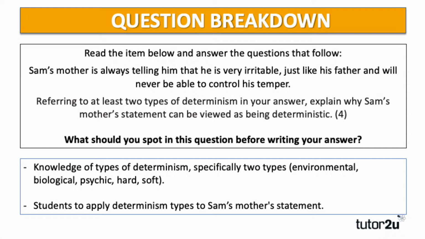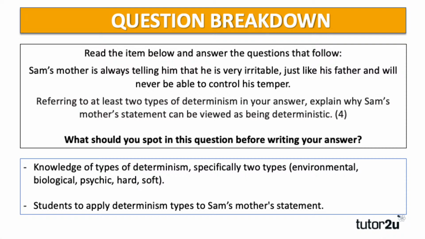It's not asking you to identify and describe and define determinism or types. It's all wrapped up in AO2. And all you really need to do is just go through all your types of determinism, like a little checklist, and see which ones do apply and which ones you feel confident in writing about. And before you know it, you'll have your 4 marks, as long as you're not just throwing Sam's name in here and there, and if you're not just basically paraphrasing the whole stem. And that there's at least 2 different types as well.